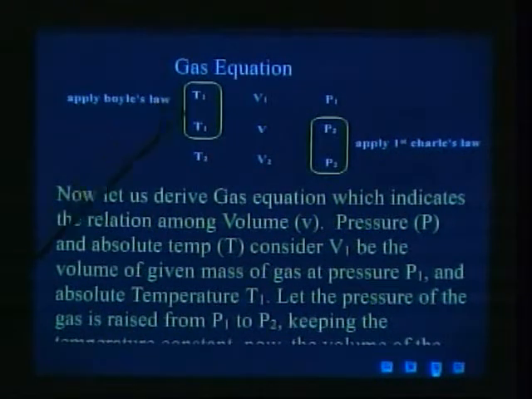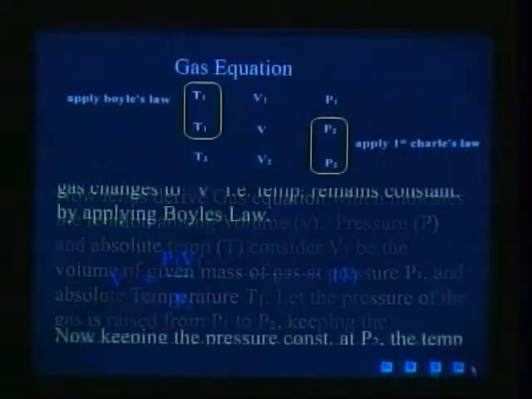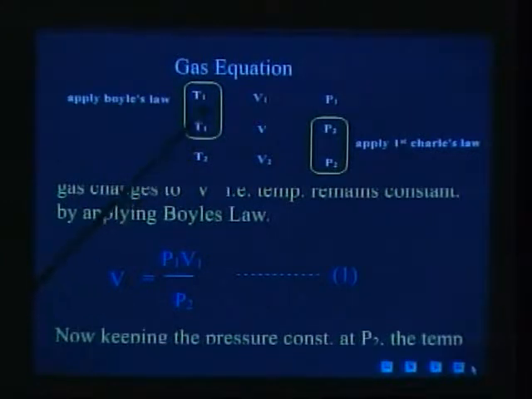Now, by keeping temperature constant, pressure is changed to P2, accordingly volume is changed to V. Here, as we are keeping temperature constant, we can apply Boyle's law. So, we get the equation V equal to P1 V1 by P2, which is the first equation.